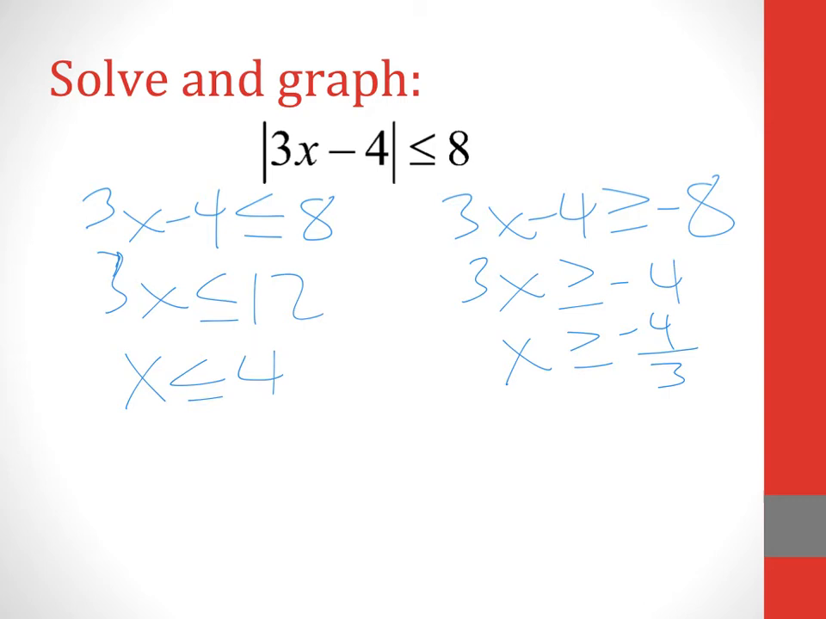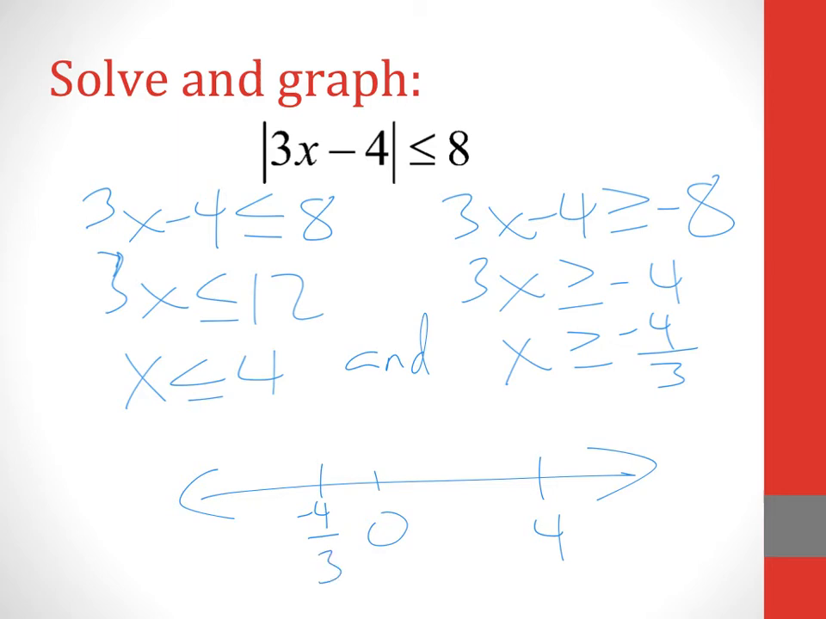Is this an and or an or? Well, if I remember my fun little way to say it, this is less than, I know it's an and statement. And you'll also see that from the graph. Let's do it. Here's my 0. Here's my 4. And my negative 4 thirds, which is like negative 1.3 repeating. There we go. It's less than or equal to, so it's going this way. This one over here is greater than or equal to negative 4 thirds, and then there we go.